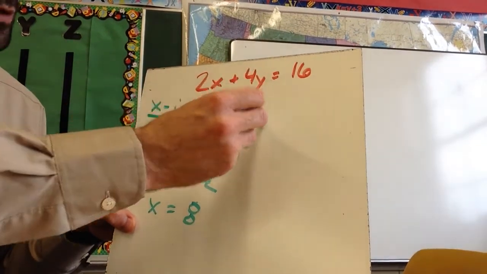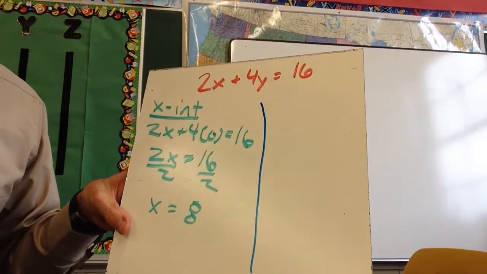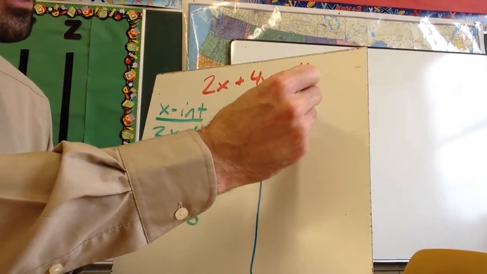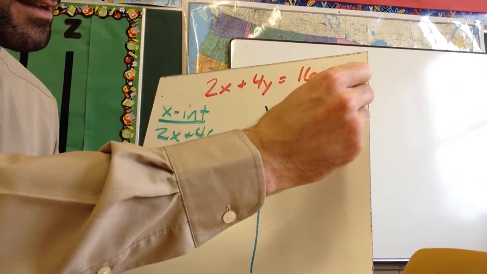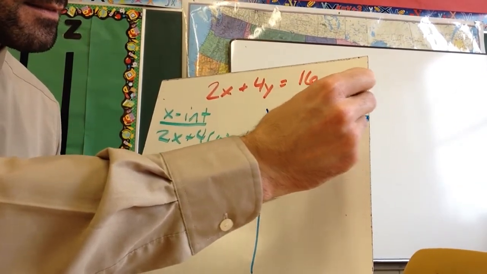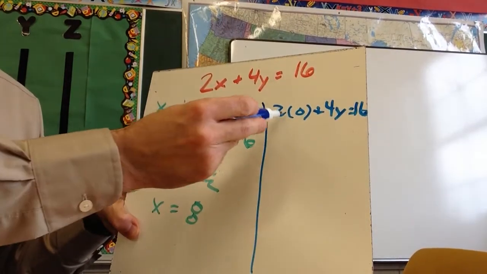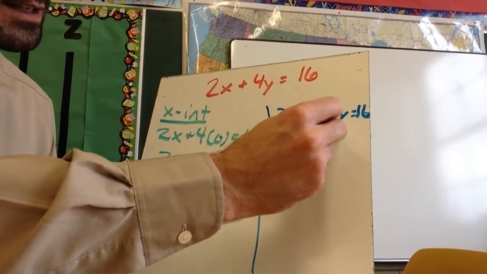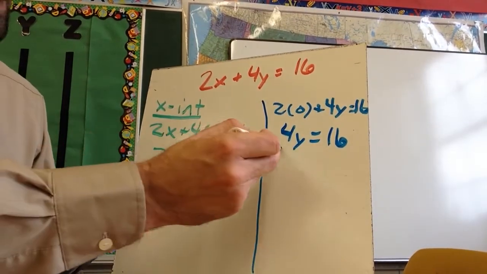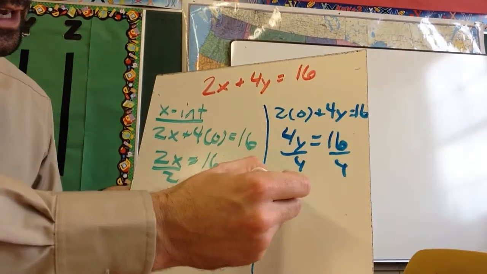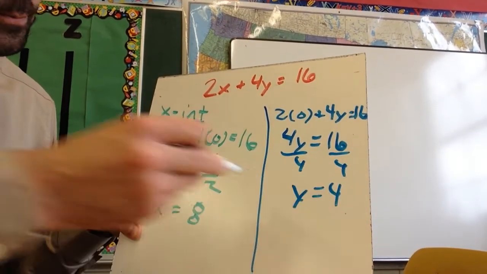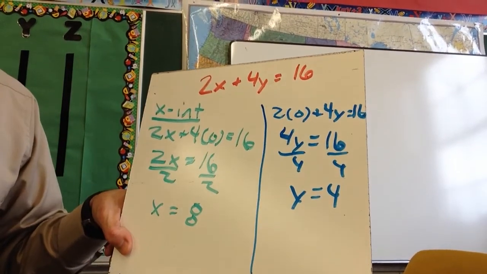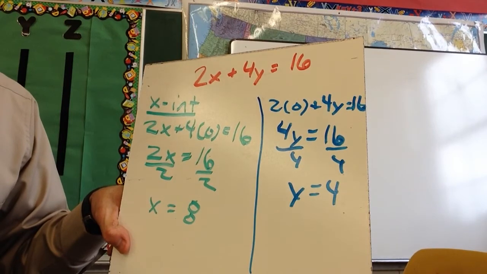Now to find the y-intercept, I'm going to do just the opposite. I know that the value of x at the y-intercept is 0, so I'm going to go 2 times 0 plus 4y equals 16. Now I know that 2 times 0 is 0, so I don't even have to write that. This is going to become 4y equals 16. I'm going to divide both sides by 4, and I got y equals 4. So my x-intercept is happening at 8, and my y-intercept is happening at 4. And I don't necessarily have to create a graph to find it.